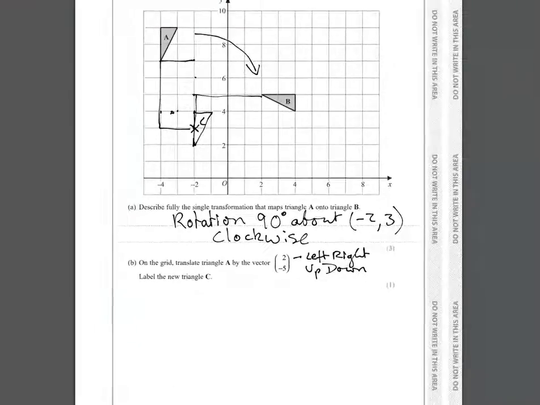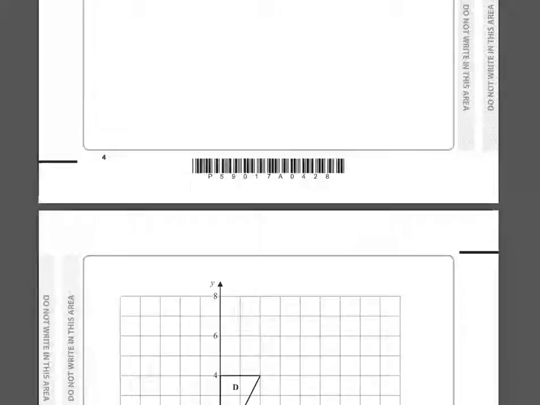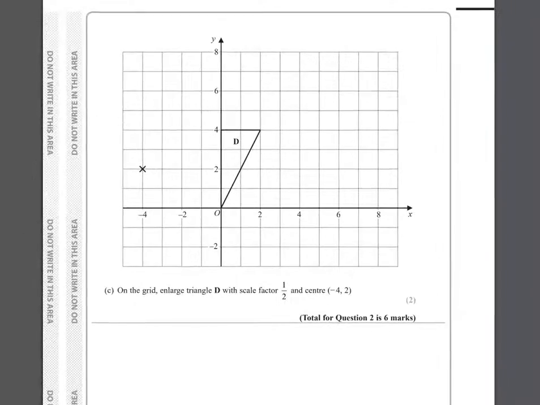Okay, and then the last transformation is on a new diagram. Enlarge the shape, scale factor a half. Well, enlarge is a slight misnomer when you're doing scale factor a half. But what we're going to do is take this and we're going to halve it. So it's going to be there as the new point.